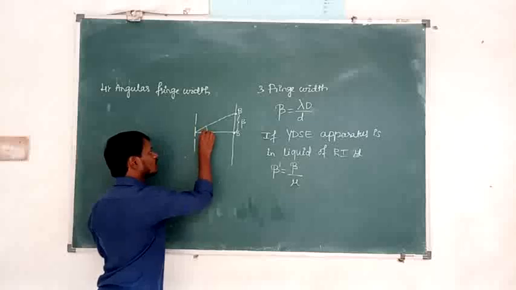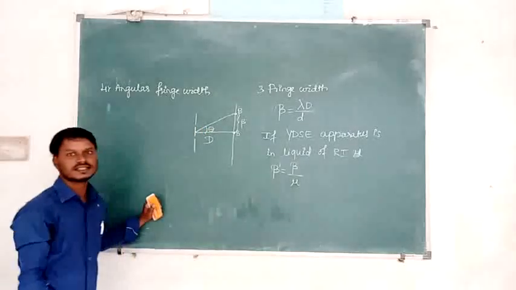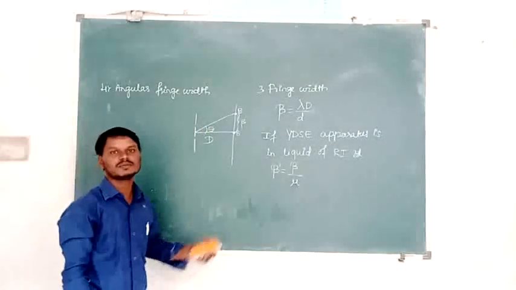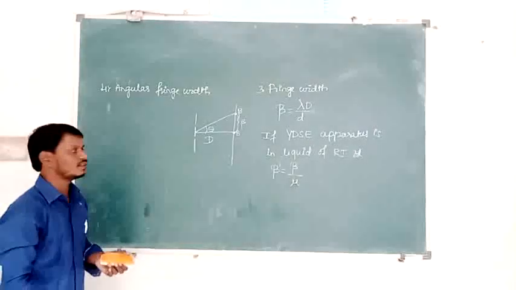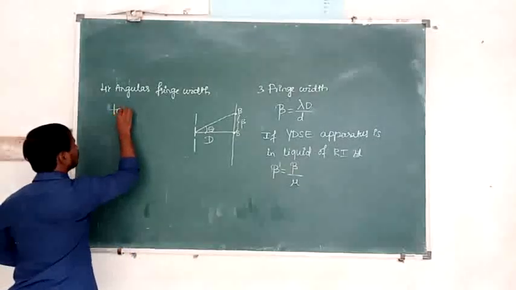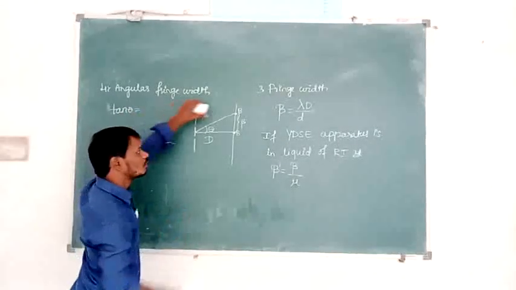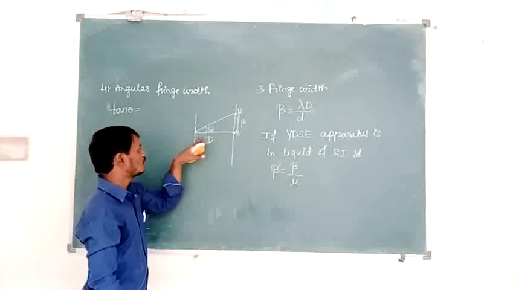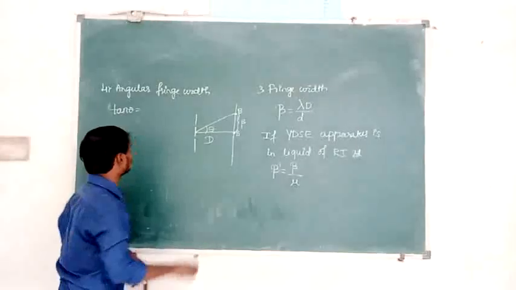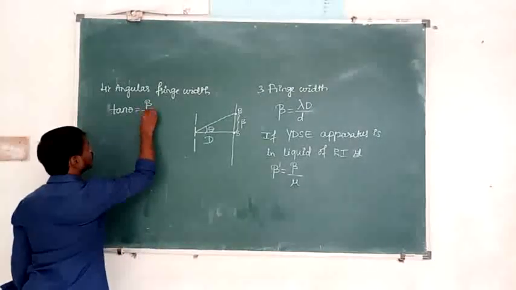Then it is theta. How to find theta here? By using tan. Tan is already known: opposite side divided by adjacent side. So tan theta is equal to what? Opposite side is beta, and what is the adjacent side? That is capital D. So tan theta is beta by D.